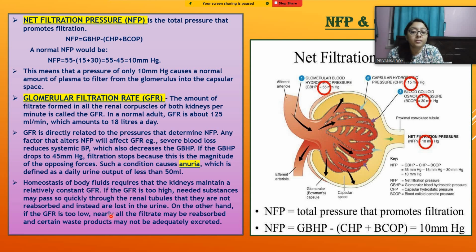So the homeostasis of body fluids is maintained by the kidneys because of this GFR, because of this net filtration pressure. If the GFR is too high, all the useful substances from the blood will also get carried away by the urine, so we have to lower it. On the other hand, if it is too low, what will happen? All the filtrate may be reabsorbed and certain waste products will also stay in the body and not be properly excreted. That will also be detrimental to the body.